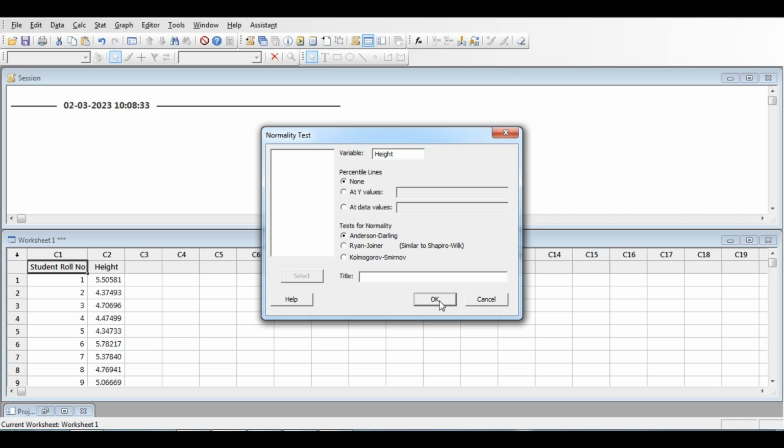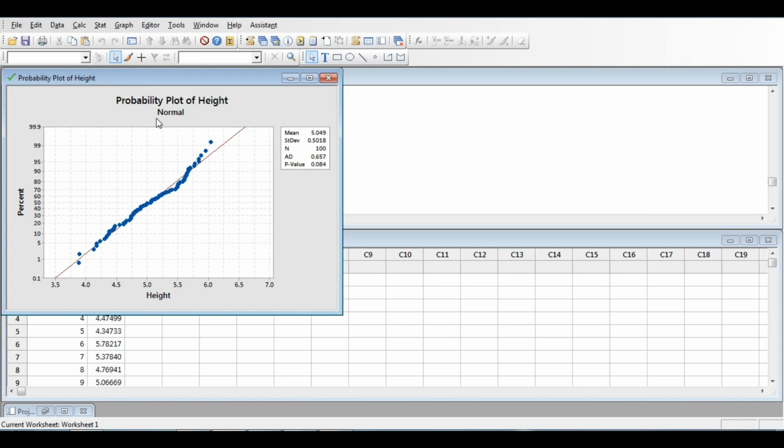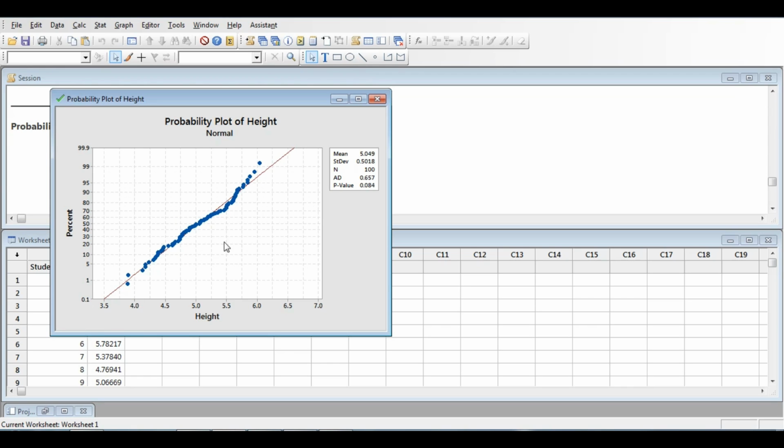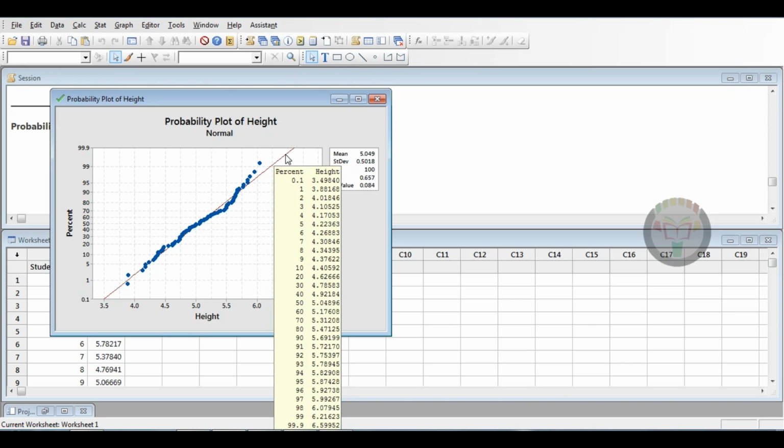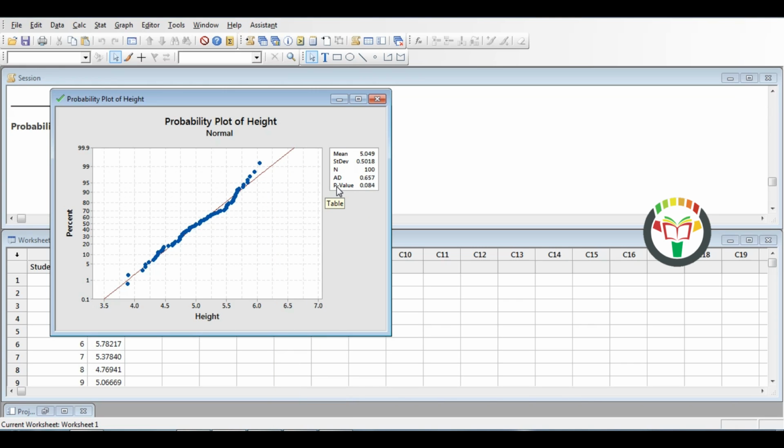We're doing the Anderson-Darling test for normality. And as you can see in the probability plot, all the dots are very closely tied to this red line that is moving from top to bottom. When you see all the dots are close to this red line, you can assume that the data is following the normal pattern. The second way to identify whether data is normal or non-normal is looking at the p-value. If your p-value is greater than 0.05, you can conclude that the data is following a normal distribution.